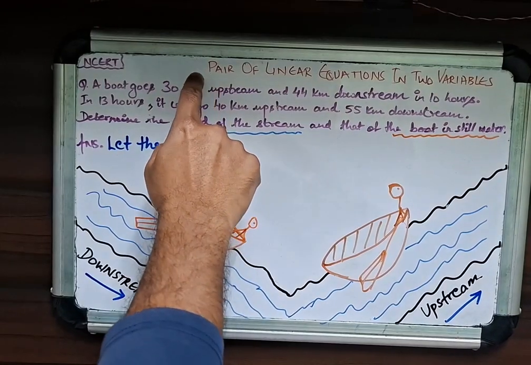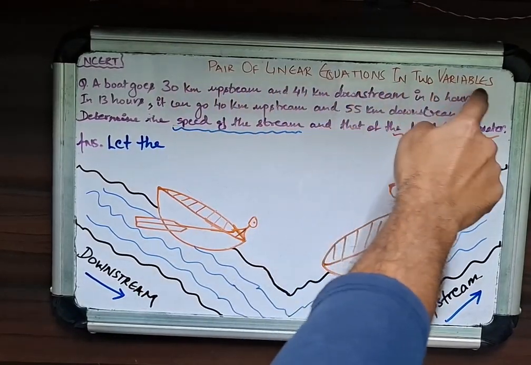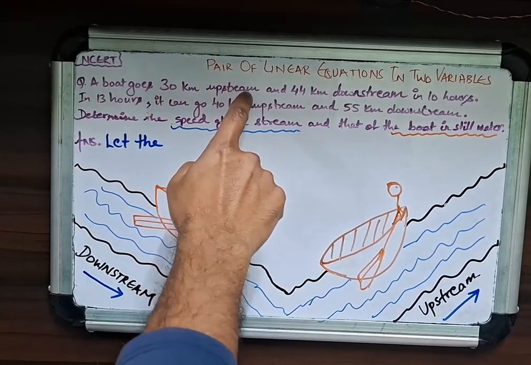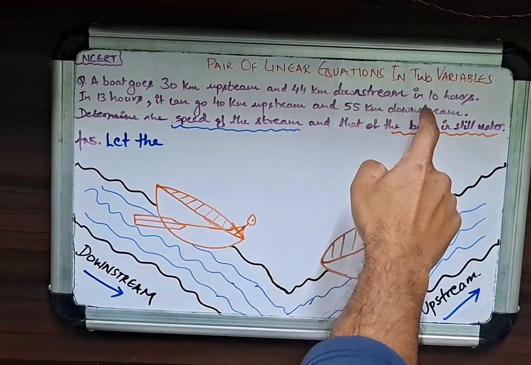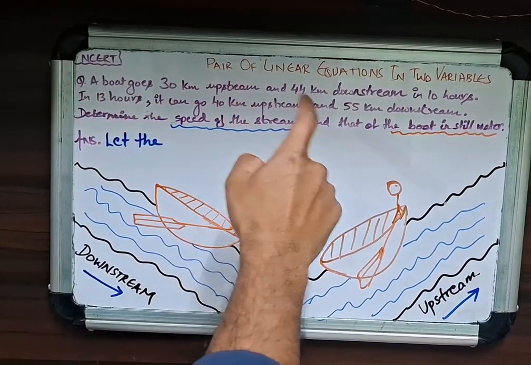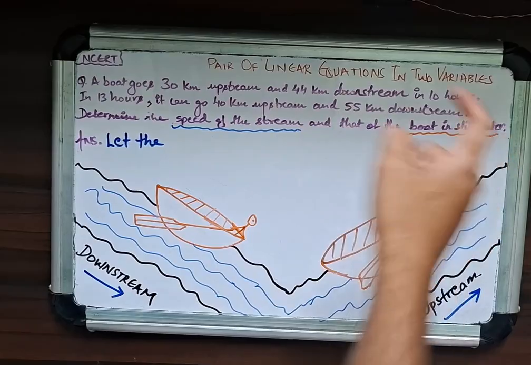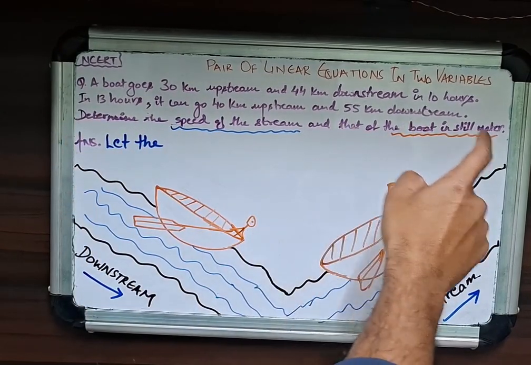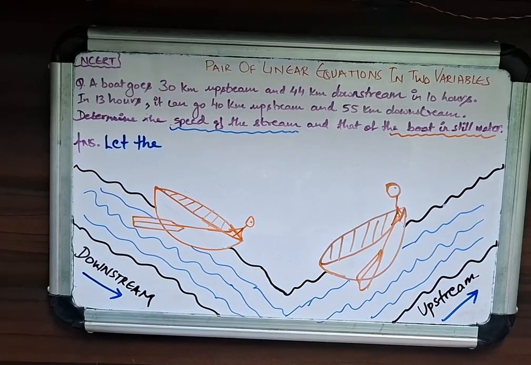So this is a question from the chapter Pair of Linear Equations in Two Variables. A boat goes 30 kilometers upstream and 44 kilometers downstream in 10 hours. In 13 hours it can go 40 kilometers upstream and 55 kilometers downstream. Determine the speed of the stream and that of the boat in still water.